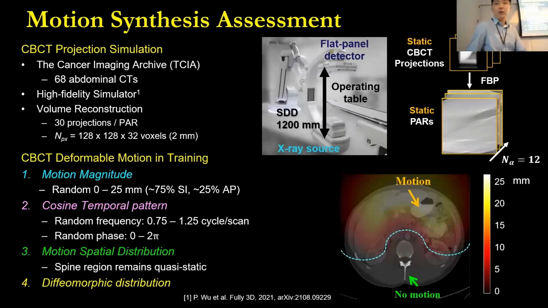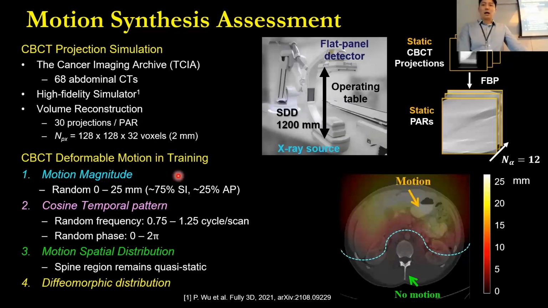And here we introduce the validation of our method. We designed to train the network in a control scenario so we can validate our model's performance. For the training data generation, 68 MD-CT scans from the cancer imaging archives are selected. The cone beam CT projections were generated by forward projection using a high fidelity simulator we have with C-arm geometry as shown here. A set of 12 partial angle reconstructions were generated, where each contains the back projection from 30 consecutive projection views out of a total of 360.